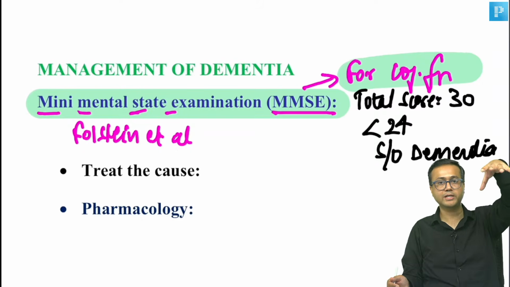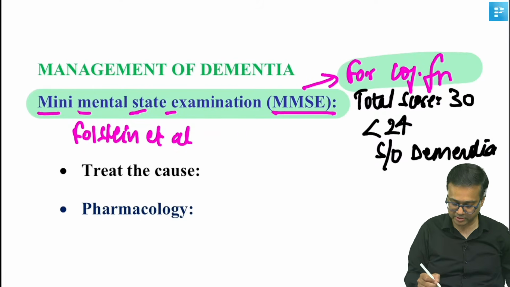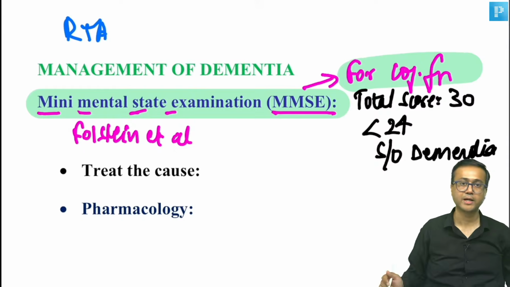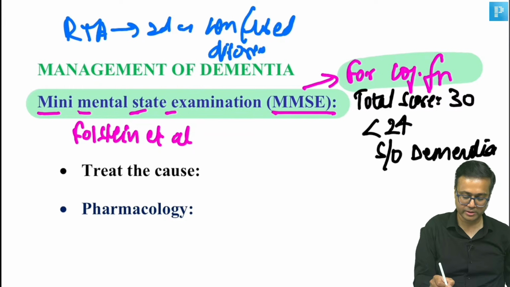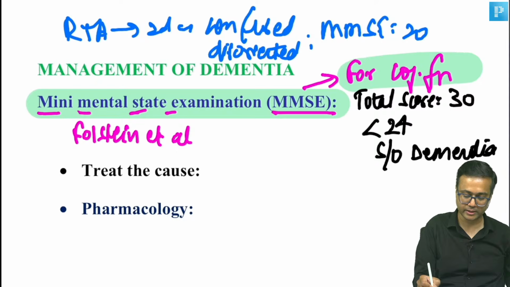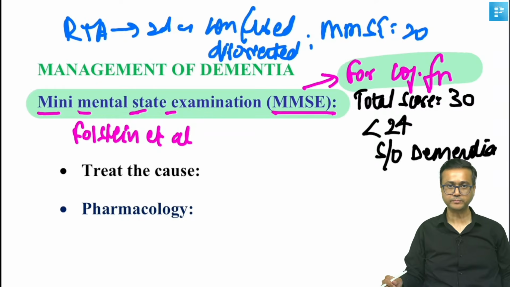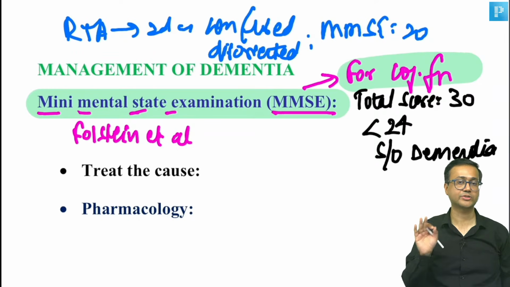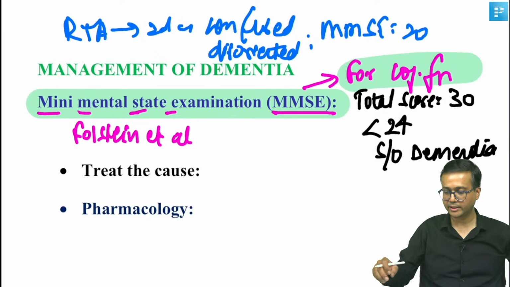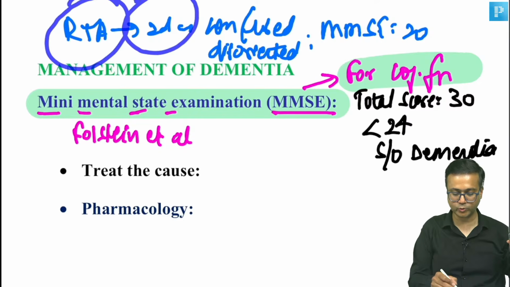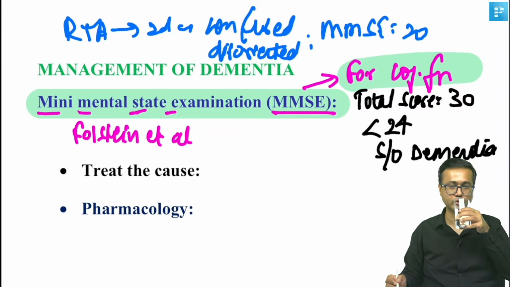Suppose they tell you about a patient after a road traffic accident, but please hear this question carefully. After an RTA, two days later, the patient is confused and disoriented, and they also give you an MMSE score of 20. Can you tell me what the diagnosis would be? Please don't get into such traps. I'm also trying to tell you some important traps. What diagnosis would you make here? Everyone please tell me. After RTA, two days later, confused, disoriented, MMSE score also given.